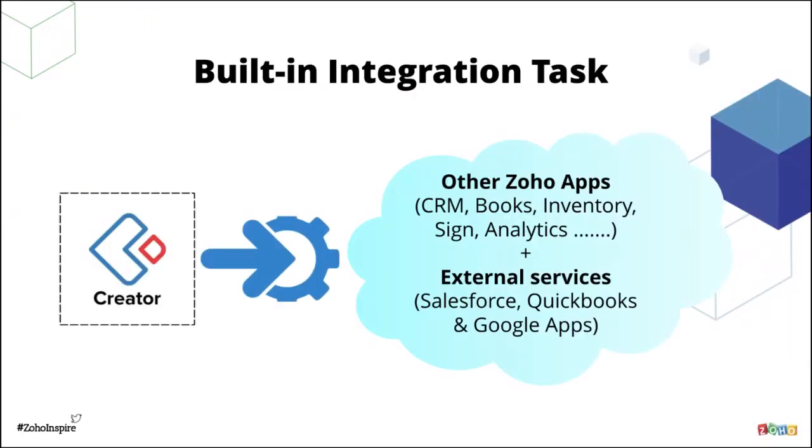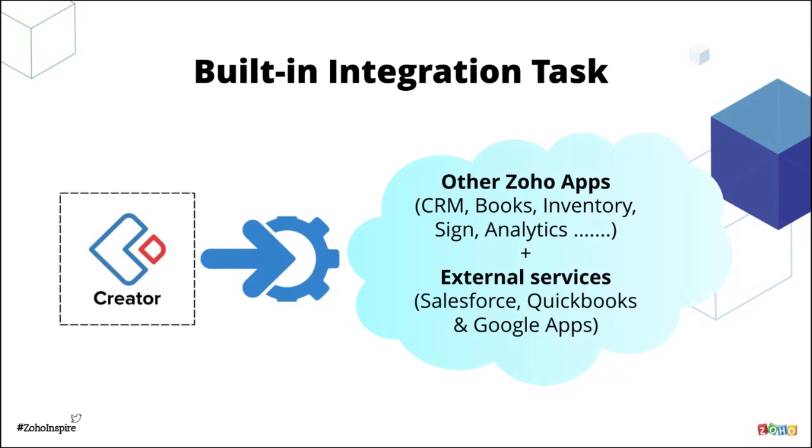Apart from the Zoho products, we also have a few external services that can be integrated in an easy way using Deluge tasks. A few of those are Salesforce, QuickBooks, and Google Apps. Today, I will be showing you a use case where I integrate Creator with Zoho Sign as one of the built-in integrations between Zoho products. Another example would be to integrate Creator with QuickBooks using a built-in Deluge task.